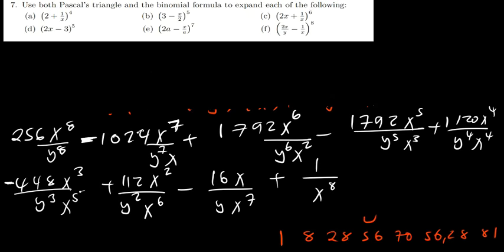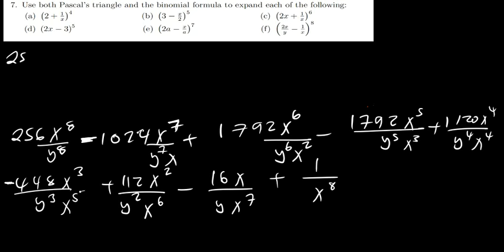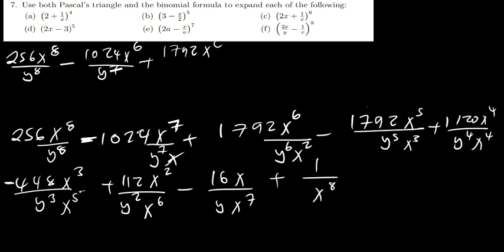So this was a bit bulky, and you need to check properly. If maybe I've made any mistake, you should be able to identify. So here I'll have just 256 x to the power 8 divided by y to the power 8, minus 1024 x to the power 7. So x and x, one x will go, so I will remain with x to the power 6 instead of 7, meaning that one has gone, divided by y to the power 7, plus I have 1792, so 2x will go, I'll remain with x to the power 4 divided by y squared, like that.